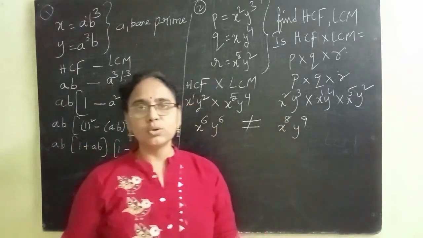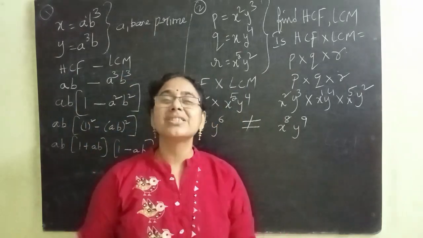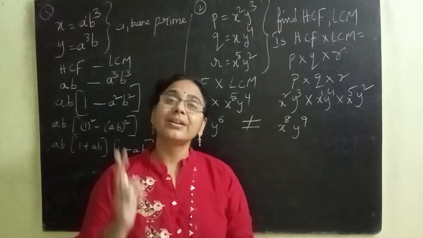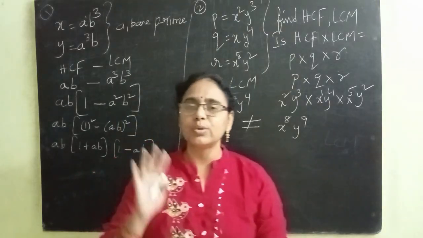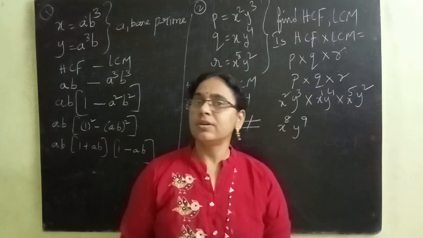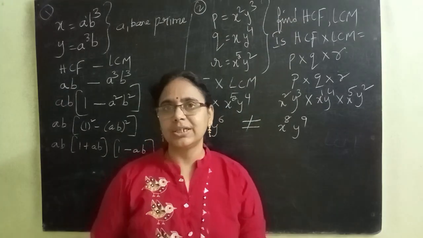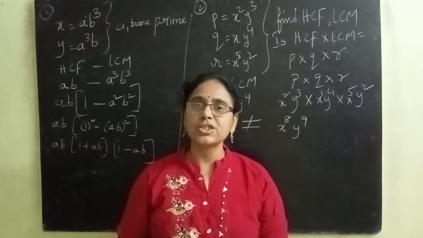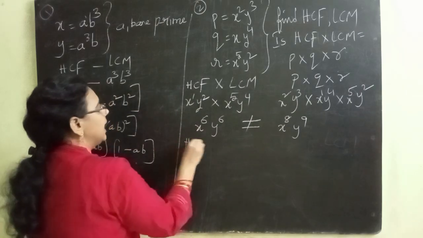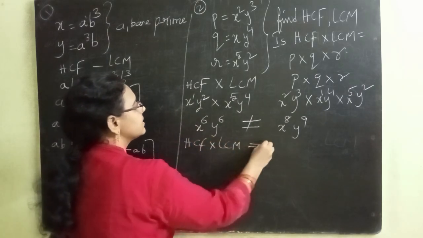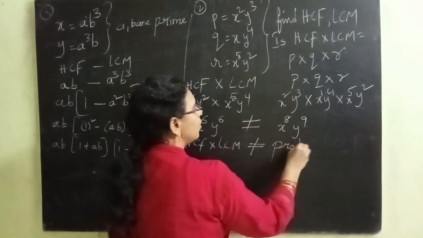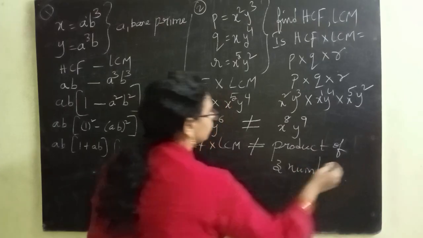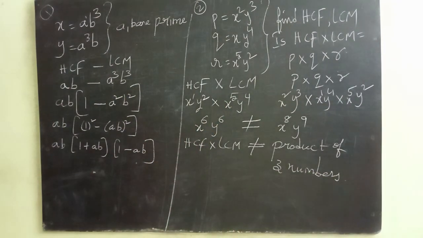Based on that, what will you conclude? HCF into LCM is not equal to the product of 3 numbers. That condition is only for the product of 2 numbers. But here he has given 3 numbers, which is not possible. Not only this sum, it's a verification, you are just checking. Whenever he gives 3 numbers, this condition is not suitable. That condition is only for 2 numbers. So here HCF into LCM is not equal to the product of 3 numbers.